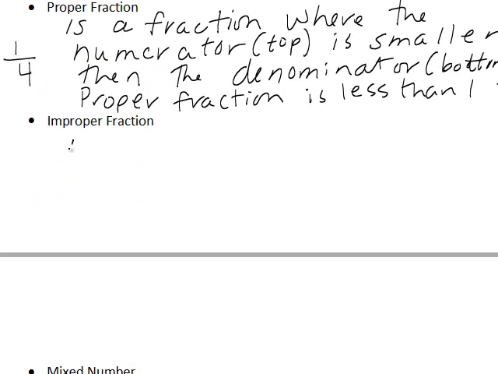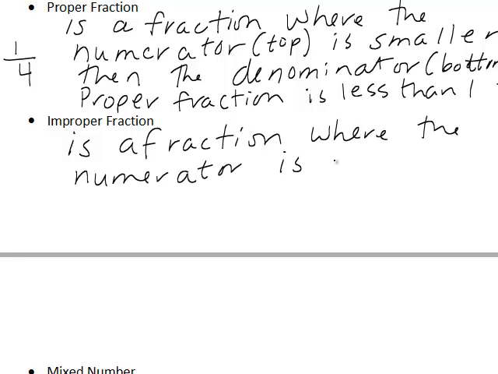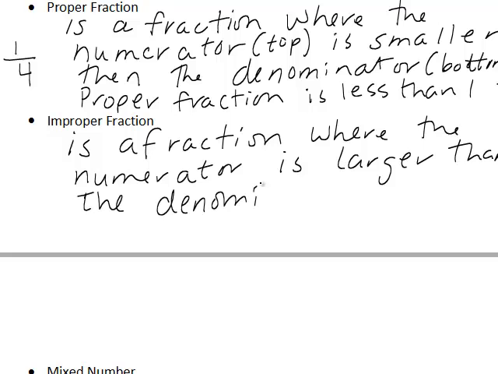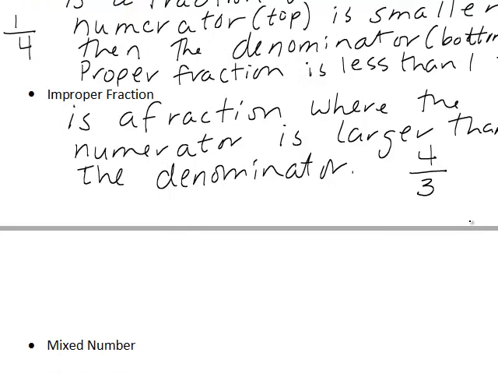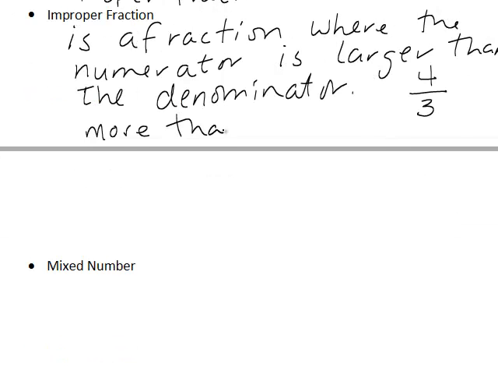An improper fraction is a fraction where the numerator is greater than the denominator. So what if we had 4/3? 3/3 would make a whole. 4/3, this is more than 1 whole. So an improper fraction is more than 1.